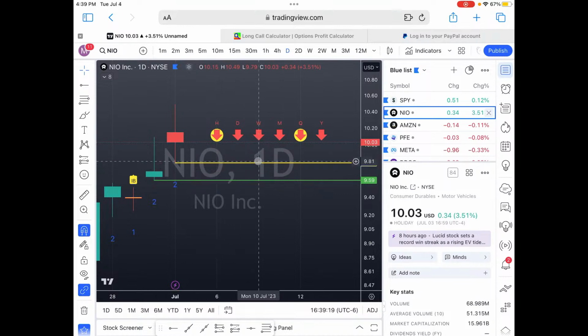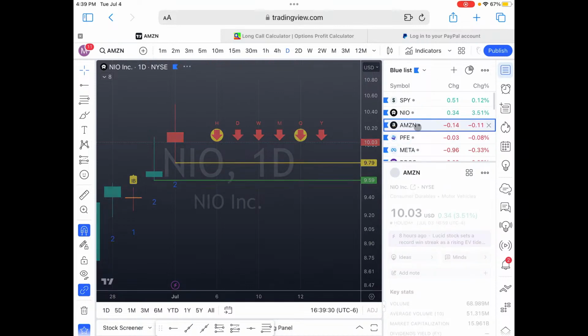So we're looking for calls here on NEO when Wednesday the market opens. We're going to look for puts at $9.79 and a first target at $9.59. We move on to Amazon.